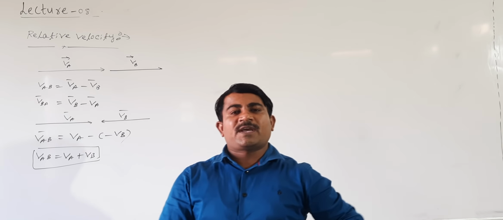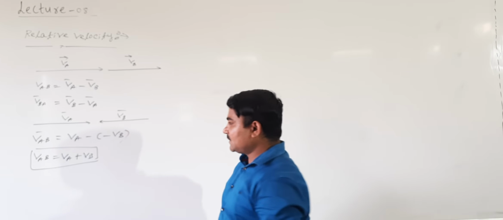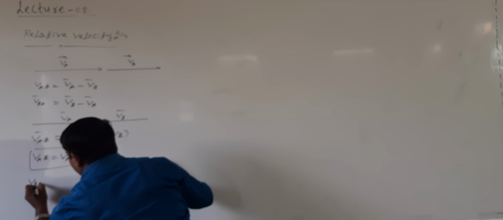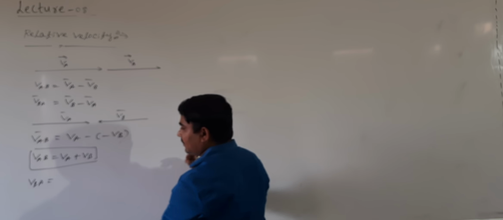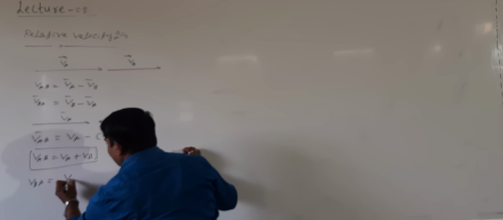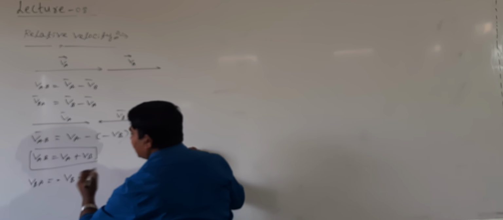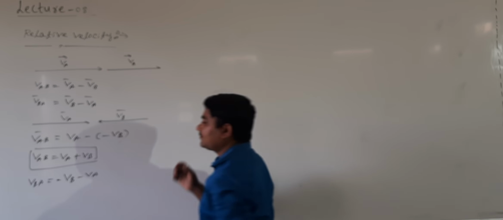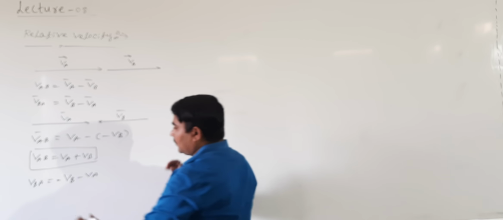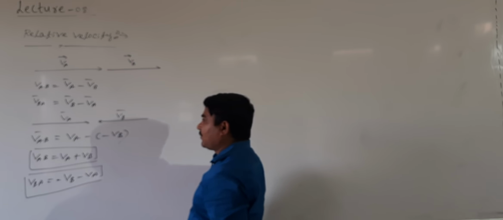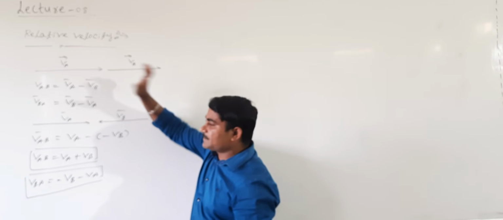Correct? One more case. The relative velocity of B with respect to A: how do I write it? B with respect to A can be written VB minus VA, along with a minus sign because VB is in the negative direction. This is how we represent the relative velocity of two bodies when they are in opposite directions. For the same direction you can represent it like this.